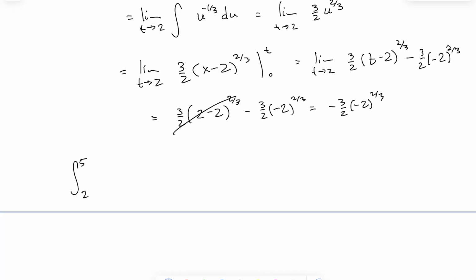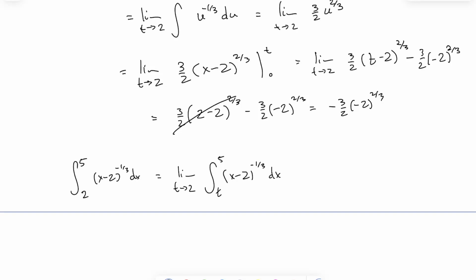Integral from 2 to 5, and the same thing. It's (x minus 2) to the minus 1/3 dx. This one I turn into a limit. It's the limit as t goes to 2 of the integral from t to 5 of (x minus 2) to the minus 1/3 dx.